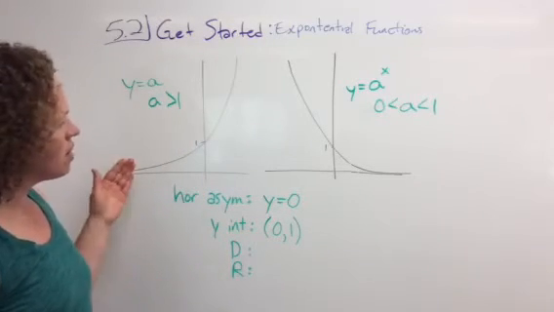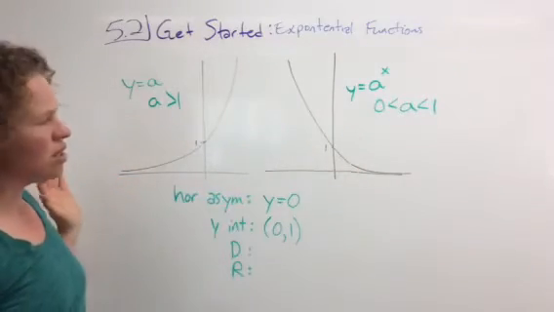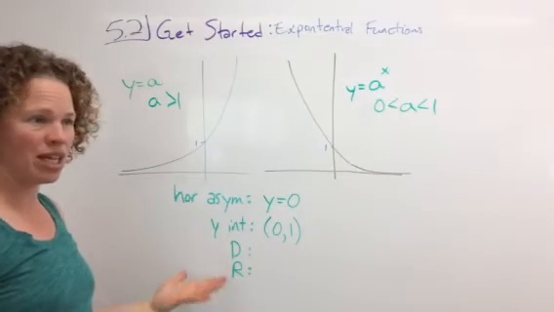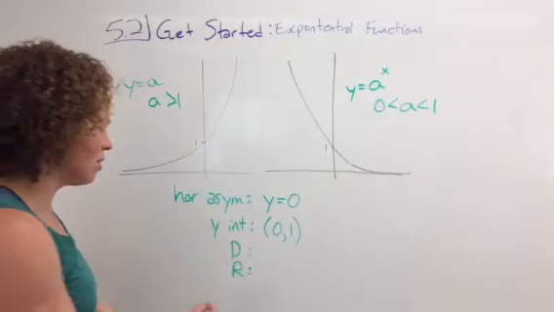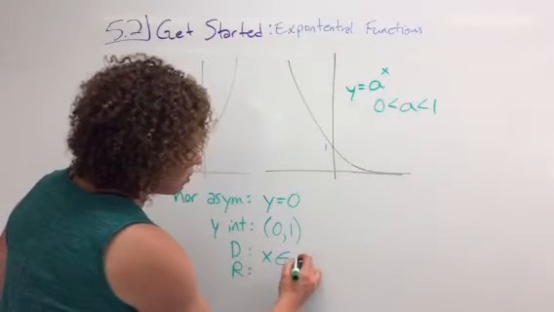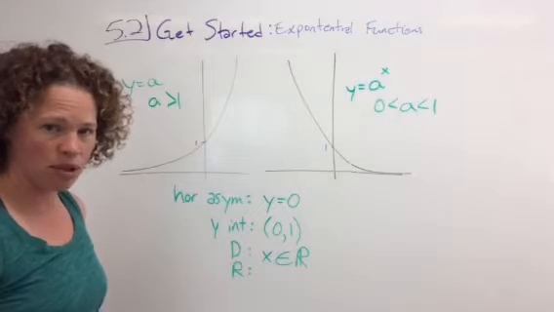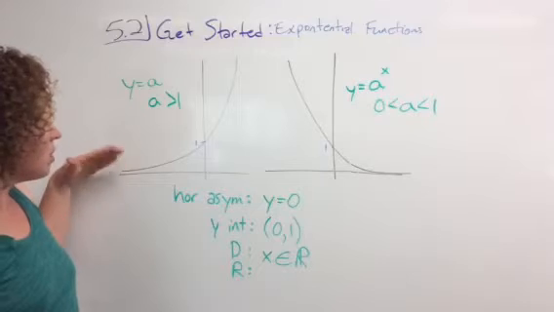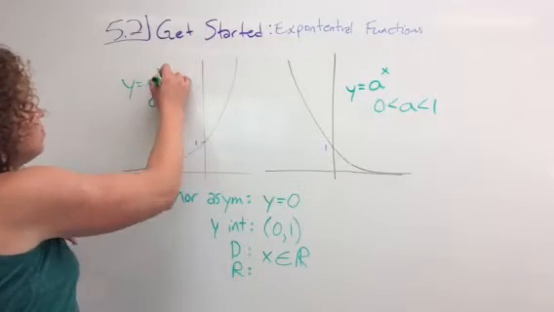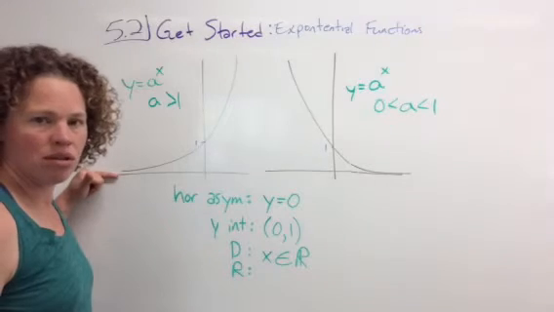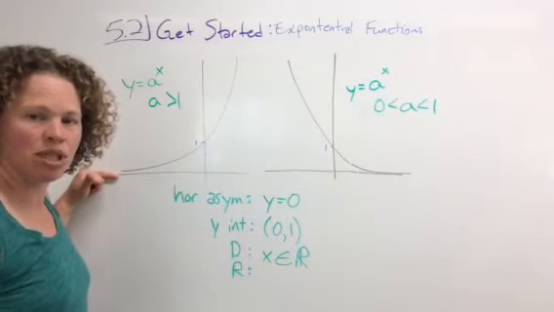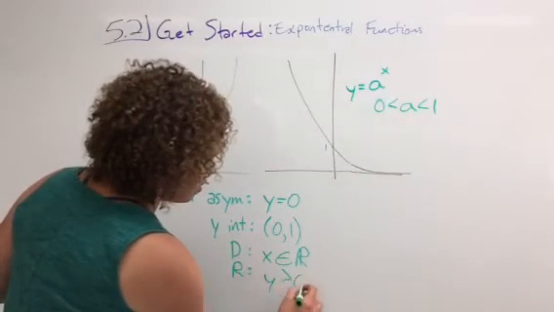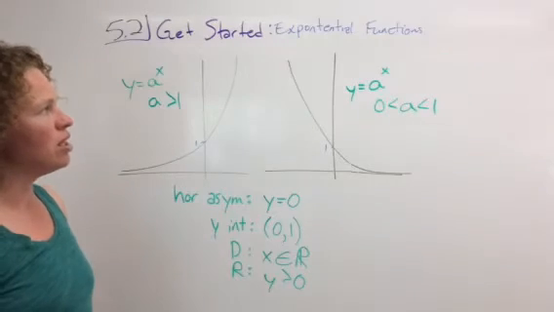Now the domain for these, you can see on the x-axis, they just keep on going. Sure, they start getting steeper, but they're still going to keep on going. You'll always be able to plug in any x value and get a y answer. So our domain for these is always going to be x is in the realm of all real numbers. Now the range is a little bit different, because for these basic equations we've got a limit to y: y will never be 0. Not greater than or equal to 0, but just y is greater than 0. So that's going to be our range for all of these functions.